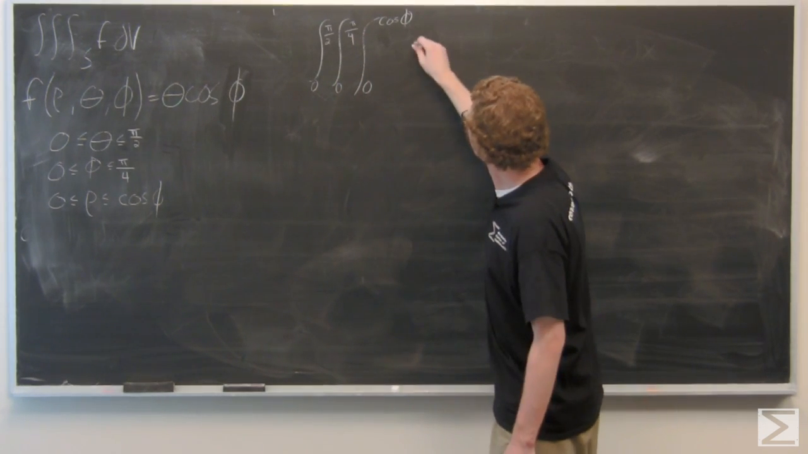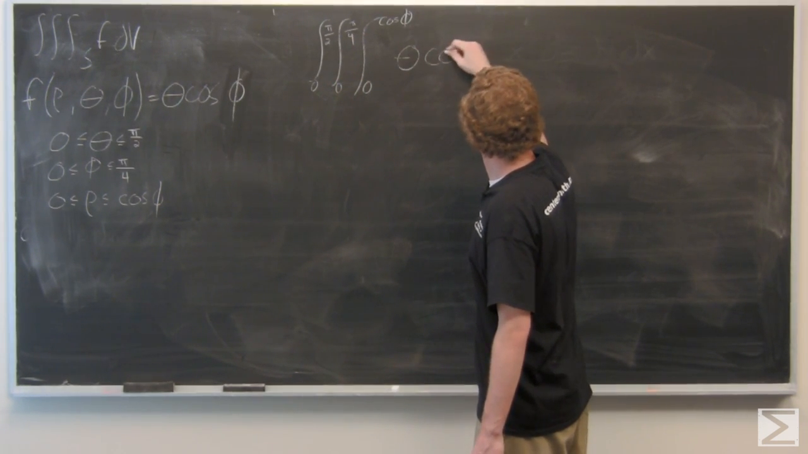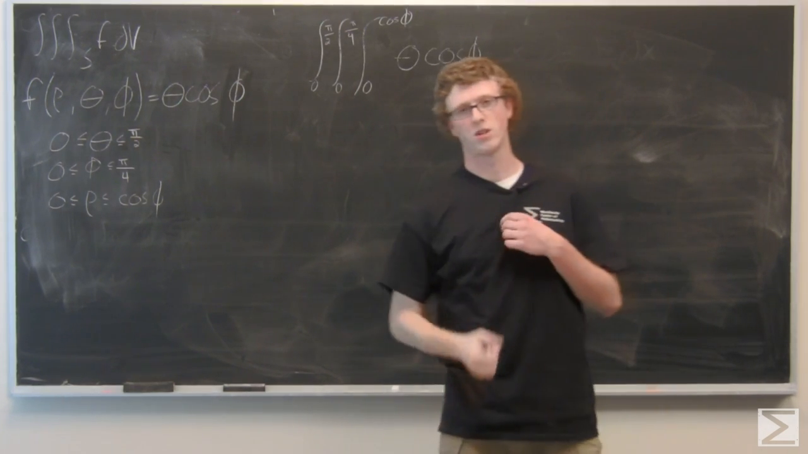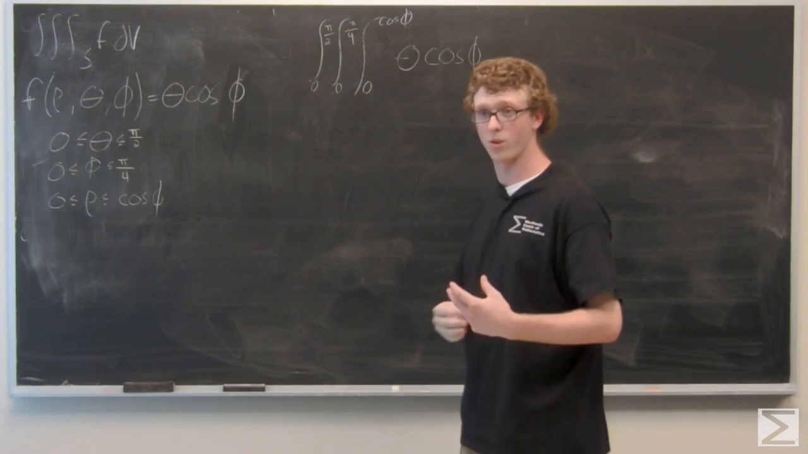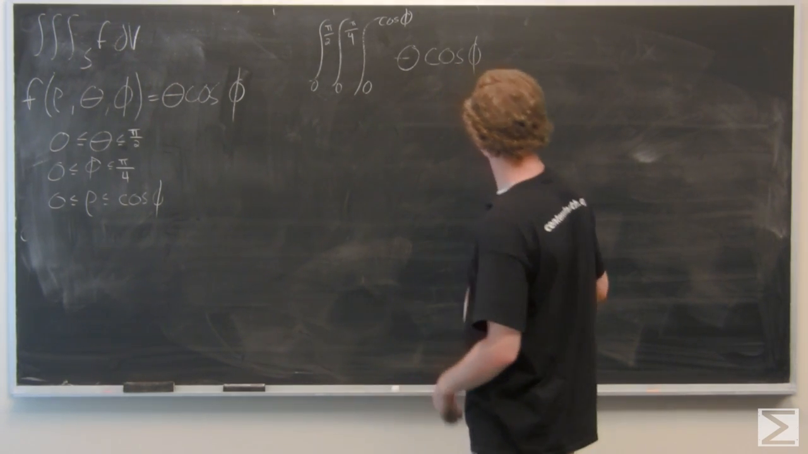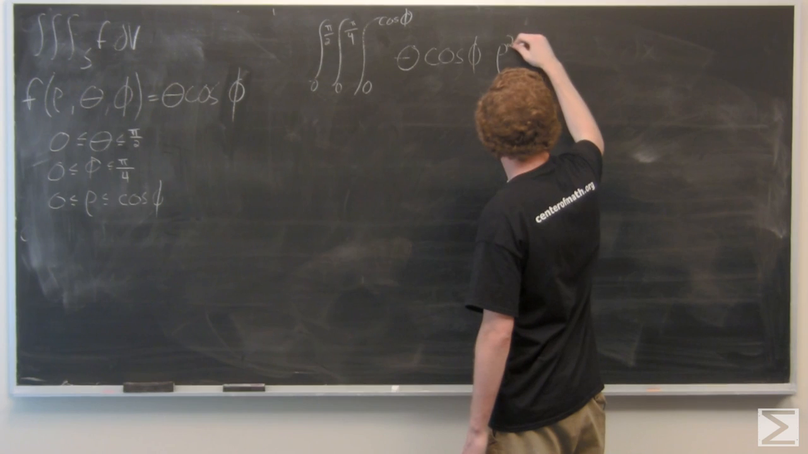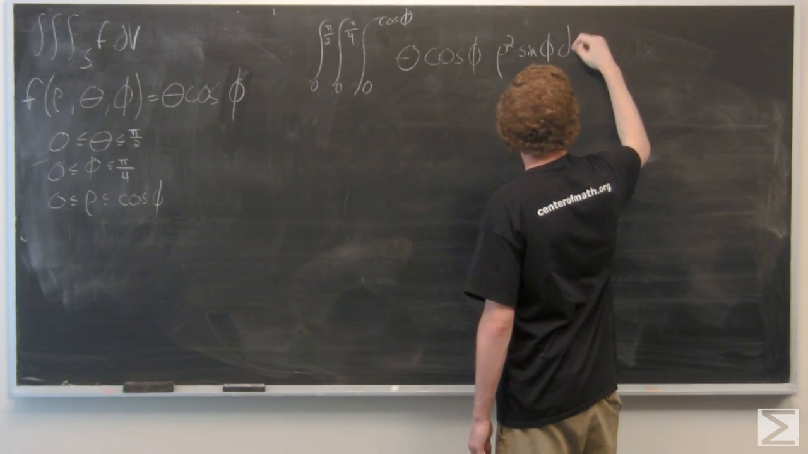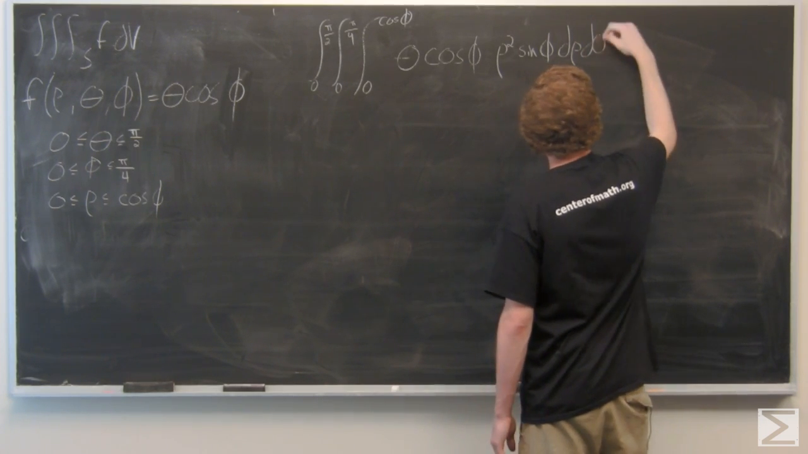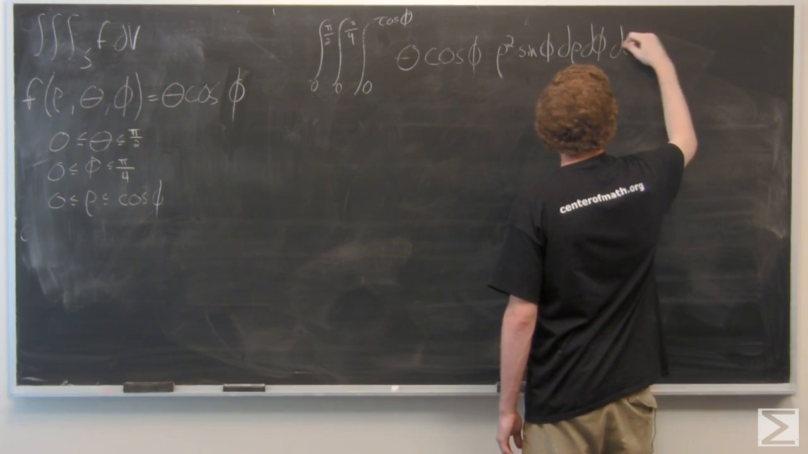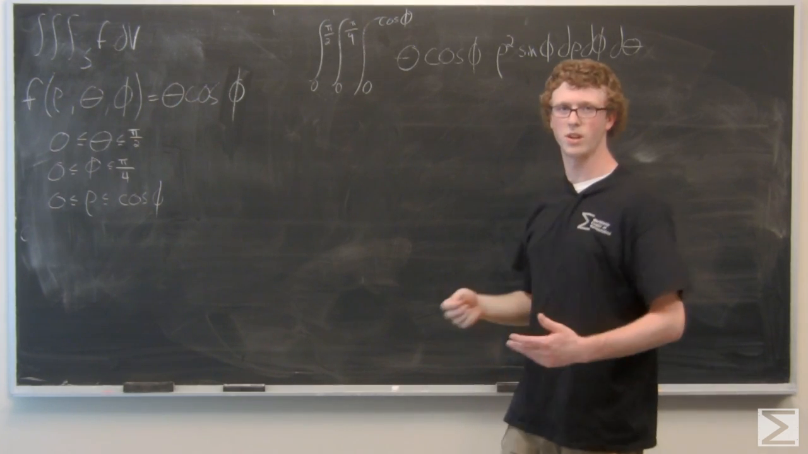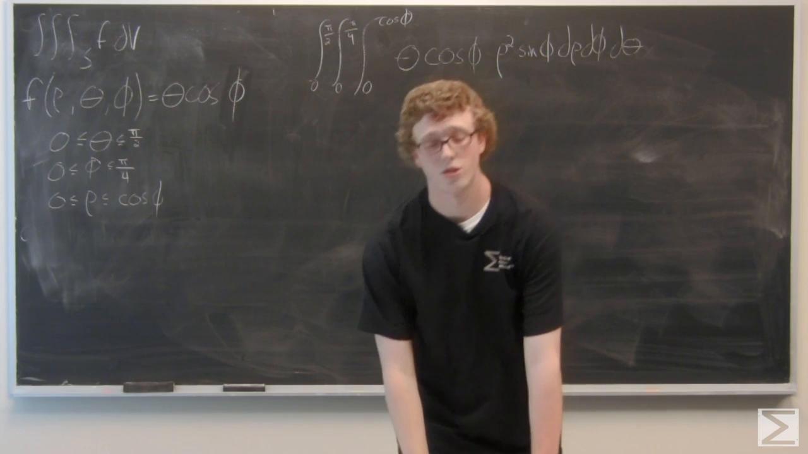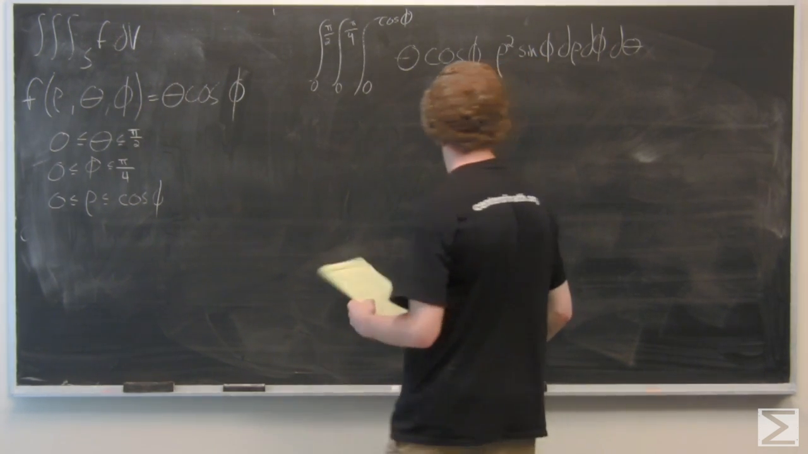So the function is theta cosine phi, but we have to remember that while we're working in spherical coordinates, we also have to add a rho squared sine phi before we do d rho d phi d theta. So now that we have our integral all set up, it is fairly complicated, but we could just go straight on through and calculate that.